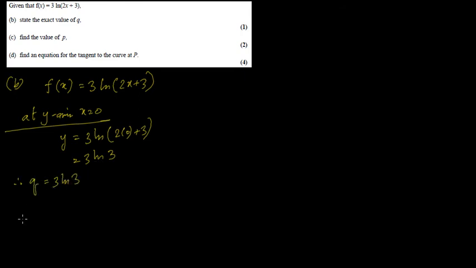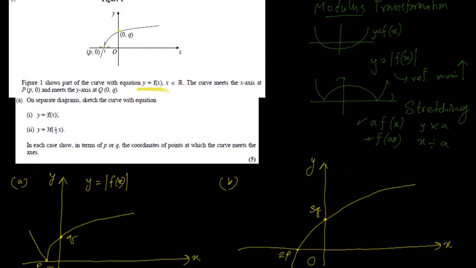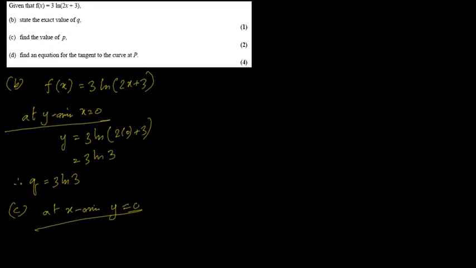That's it. Question number C, you have to find the value of p. So at the x-axis, y equals 0. If you remember the picture, p means it is cutting the x-axis. X-axis means y equals 0. So this is going to be 3 ln(2x + 3) equals 0. The y coordinate is equal to 0. If you send the 3 to the other side, it becomes 0. So ln(2x + 3) equals 0.